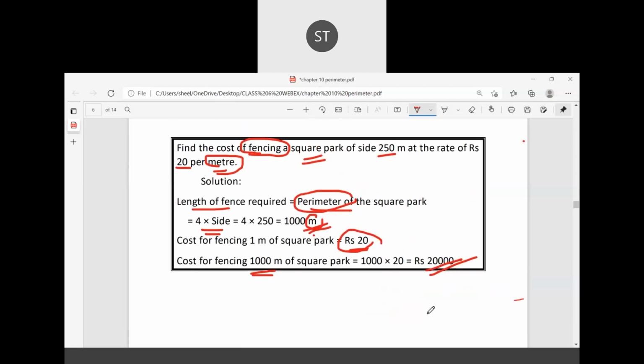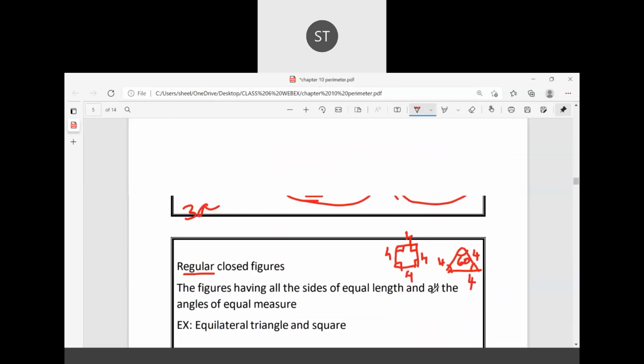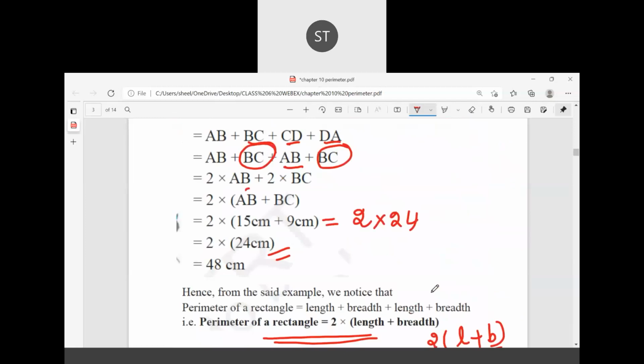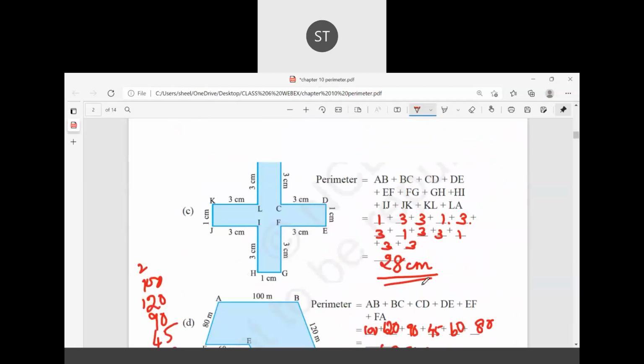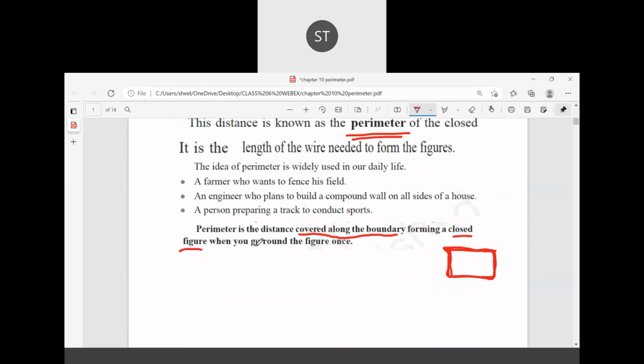What is the definition of the perimeter? It says the distance of the boundary, isn't it? What we can say is that it is the distance covered along the boundary forming the closed figure. So with this, I am winding up today's class. Thank you. Practice the questions.